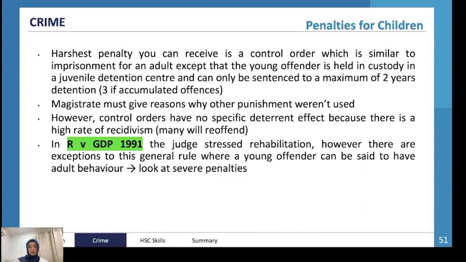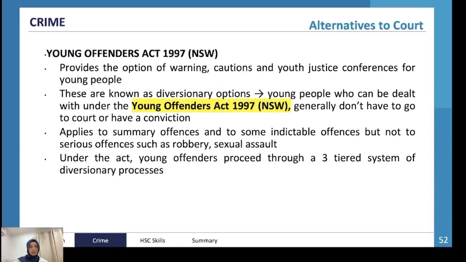Alternatives to court. So we've got the Young Offenders Act of 1997, which again I would highly recommend that you cite if you get an essay question on young offenders. This is one of the most important pieces of legislation that you can cite. It provides the option of warnings, cautions, and youth justice conferences for young people. So these are known as diversionary options to divert them away from a life of crime.